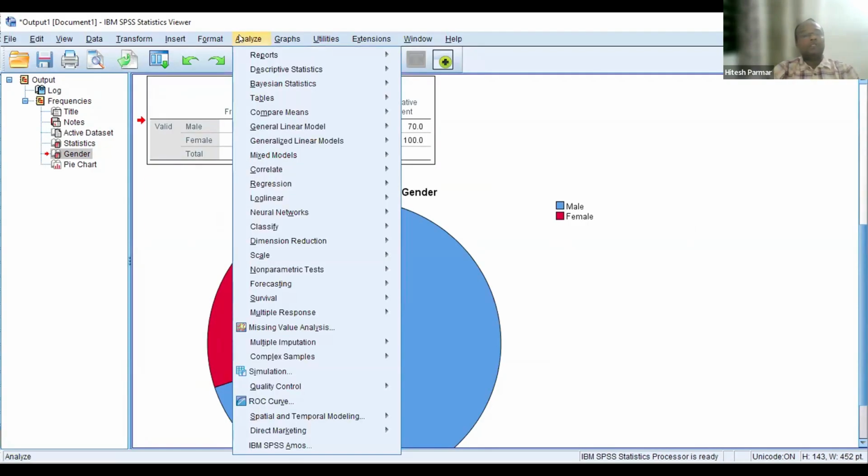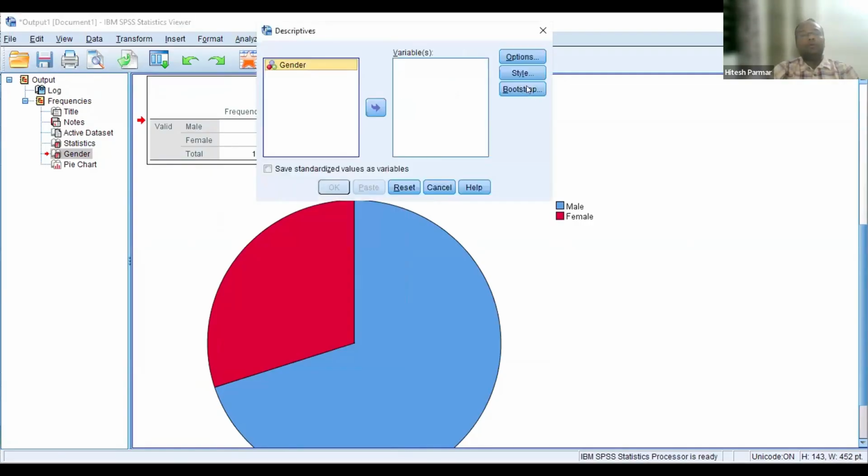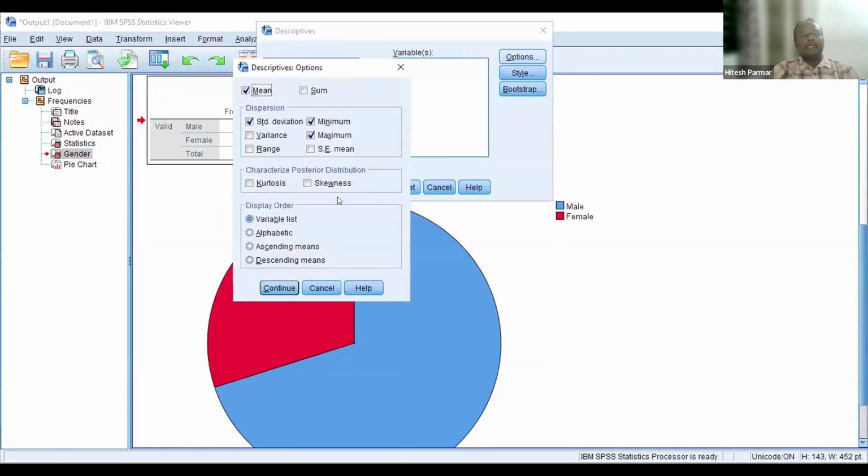So this table is available, right? Suppose I click on Descriptive Statistics, and here Descriptives, and go and see the options. All types of statistical analysis you can do within a click: mean, standard deviation, minimum, maximum, skewness, kurtosis, which is the shape of the distribution that we are interested in, right?